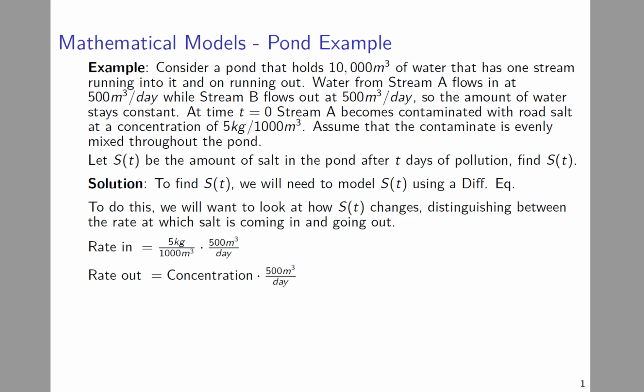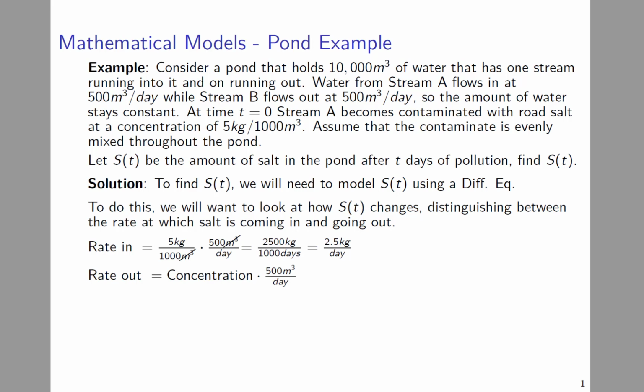Going back to the rate in, since we have a concentration of 5 kilograms per 1,000 cubic meters and a rate of water flow of 500 cubic meters per day, we get that the rate at which salt is coming in is 2,500 kilograms per 1,000 days, which reduces down to 2.5 kilograms per day. We can find the rate out similarly if we know the concentration.